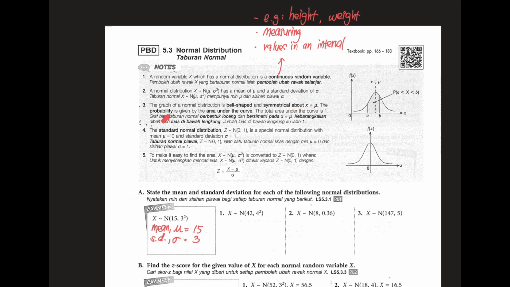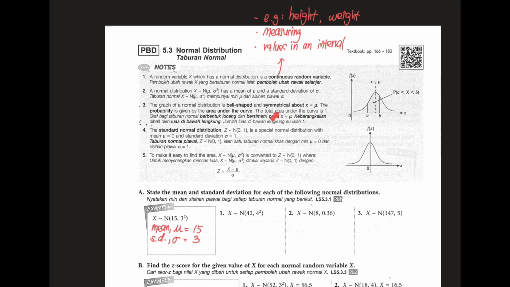The probability is given by the area under the curve. So if you want to find probability, you just find the area under the curve. For example, to find the probability from A to B, you have to find this shaded area from A to B. The shaded area, which is the area under the graph, is actually the probability.